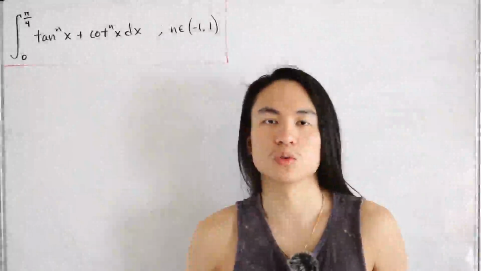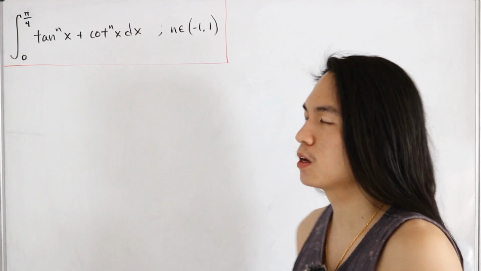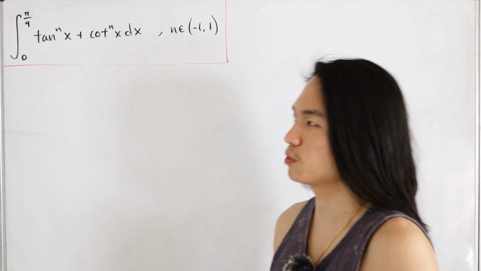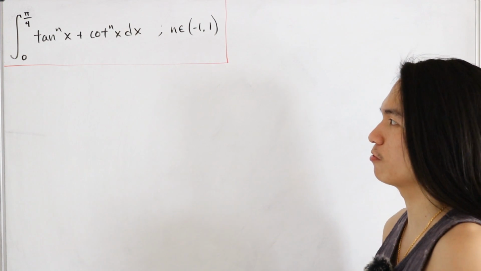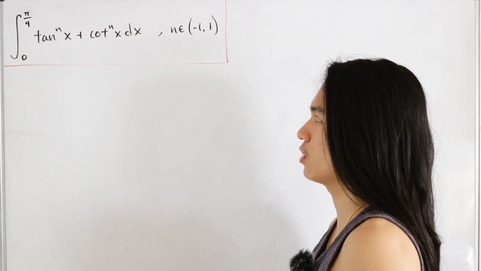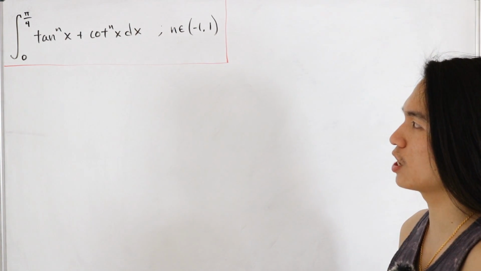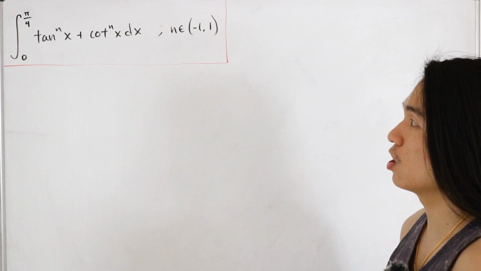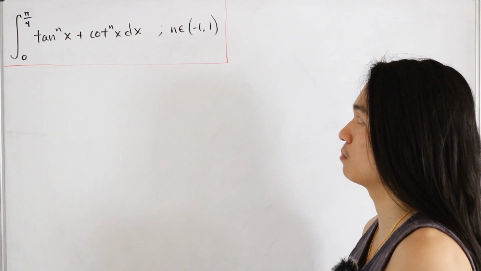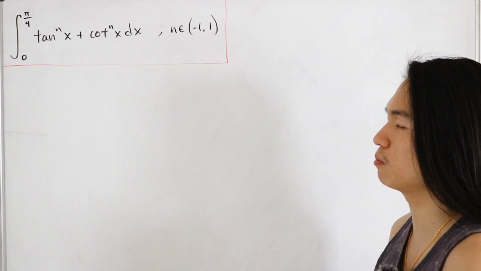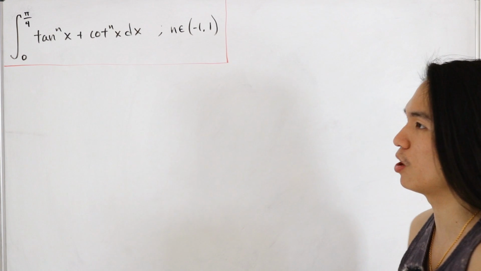Okay, so we'll go back to another video. Today's integral we're dealing with is we want to find a nice little closed form of the following. We have the integral from 0 to pi over 4 of tangent to the power n of x plus cotangent to the power n of x dx, where our parameter n is in the range, non-inclusive on both sides, of -1 to +1.